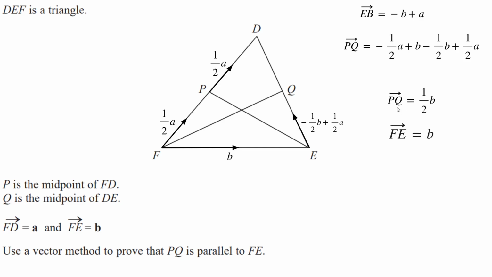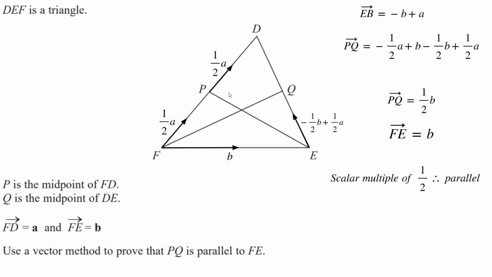And if you notice, well, PQ is a half B and FE is B. There's just a scalar multiple of a half. And whenever you have a scalar multiple between two vectors, they are parallel, basically. And I'll just quickly explain what the coefficients actually mean. But the coefficients are just the magnitude or the length of the line.